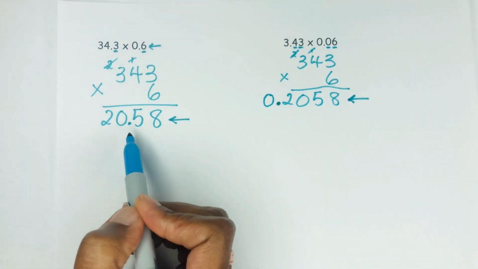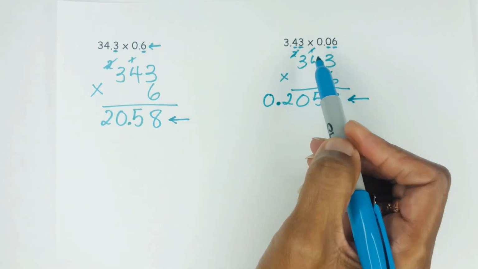So here, the difference is you got to count the decimals back in. So you can clearly see that it doesn't matter as you're calculating where the decimal goes, but it definitely matters where you put it in your answer.